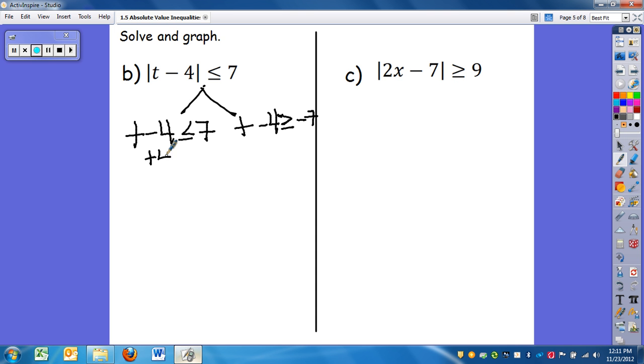We can add 4, and I'm just going to do both equations simultaneously because you probably have noticed so far it's the same operations on both equations. So t is less than or equal to 11. And then t is greater than or equal to negative 3. Again, don't be worried about negative answers. That's okay for inequalities.